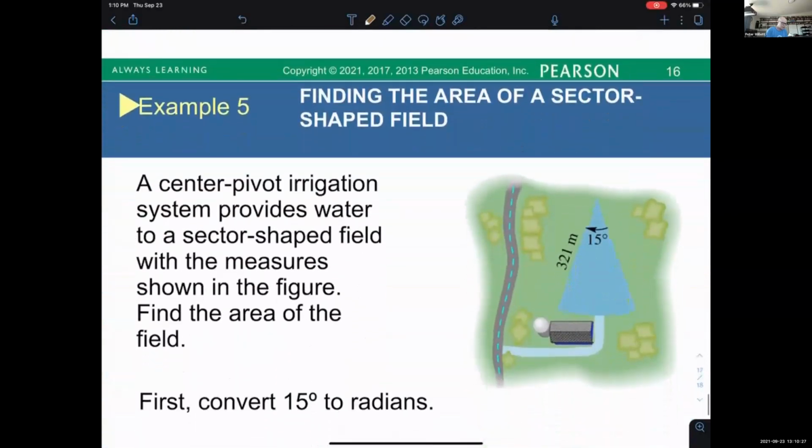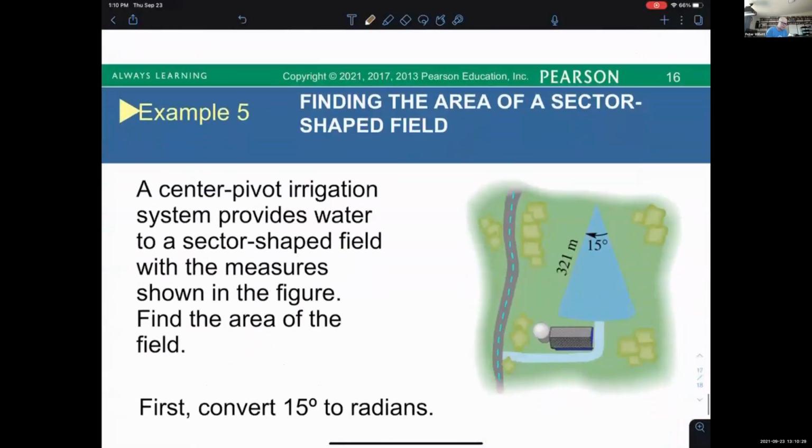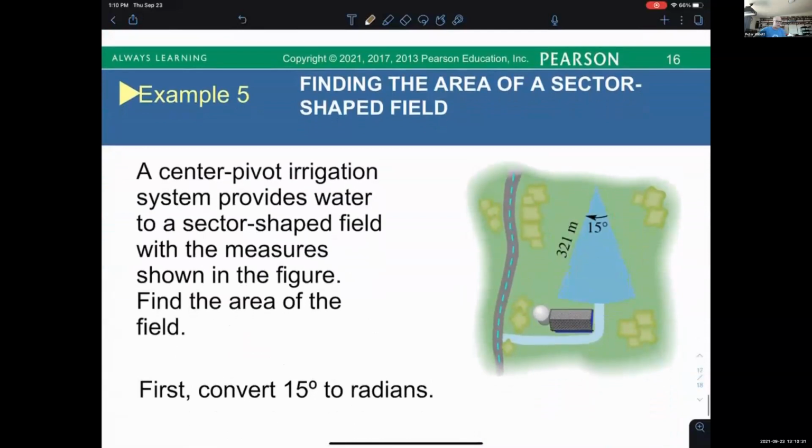So applying this, notice they didn't just draw a picture, but they went right to something that's supposed to be a little bit more real world. They're not just showing a blank circle and an angle. A center pivot irrigation system provides water to a sector shape field. So I think that means you have a little sprinkler that shoots water out and carves out an arc as it rotates, and then it bounces back.